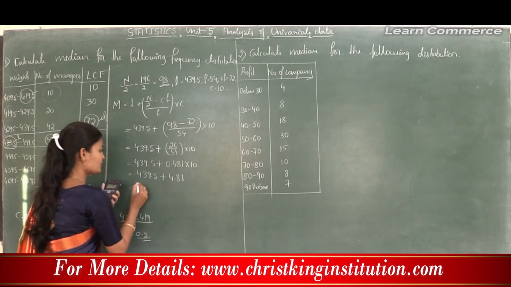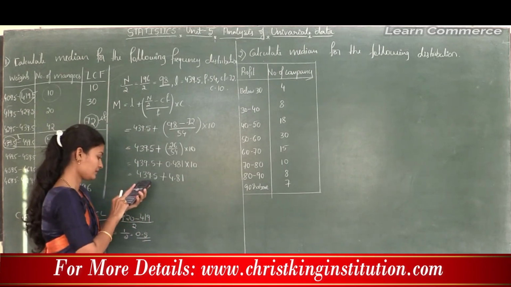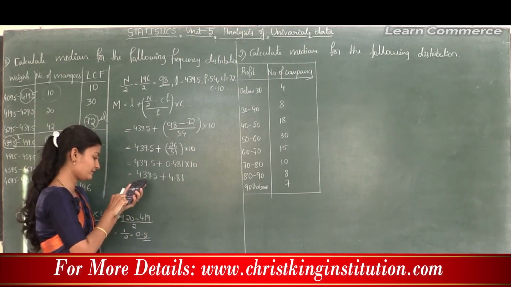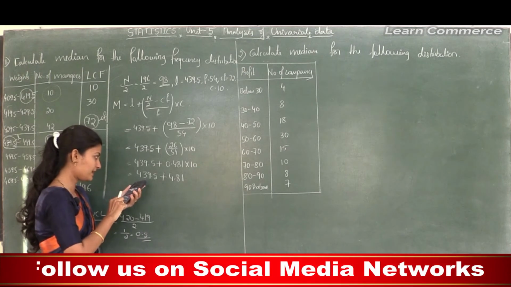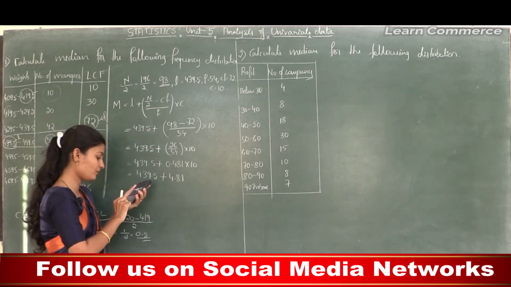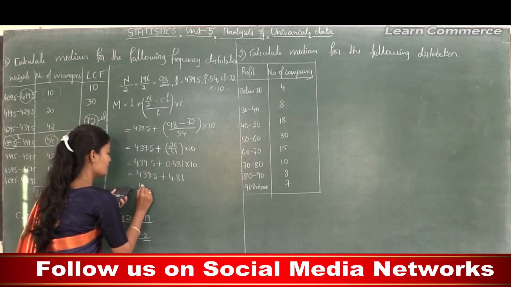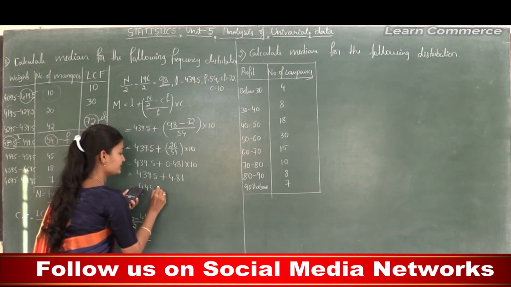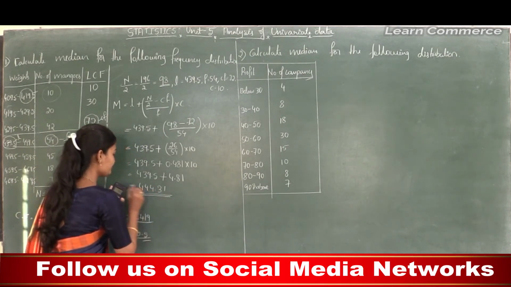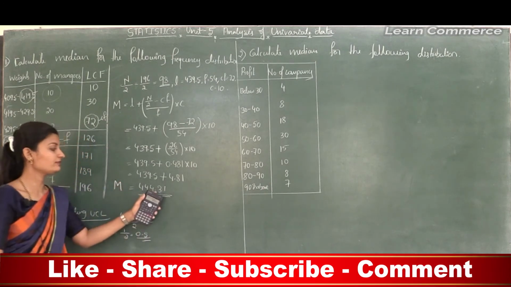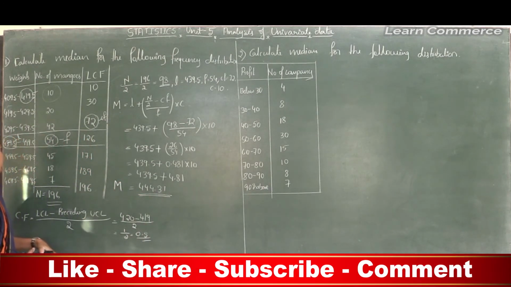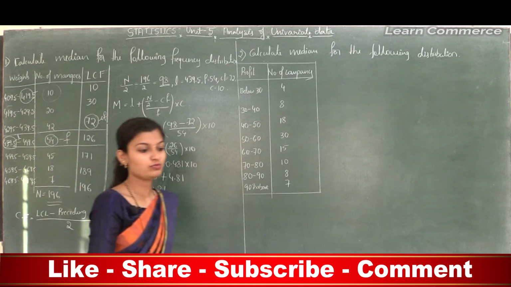So this is equal to 439.5 plus 4.81, that is 444.31. So here the median value is 441.31. Okay, next move to problem number 2.